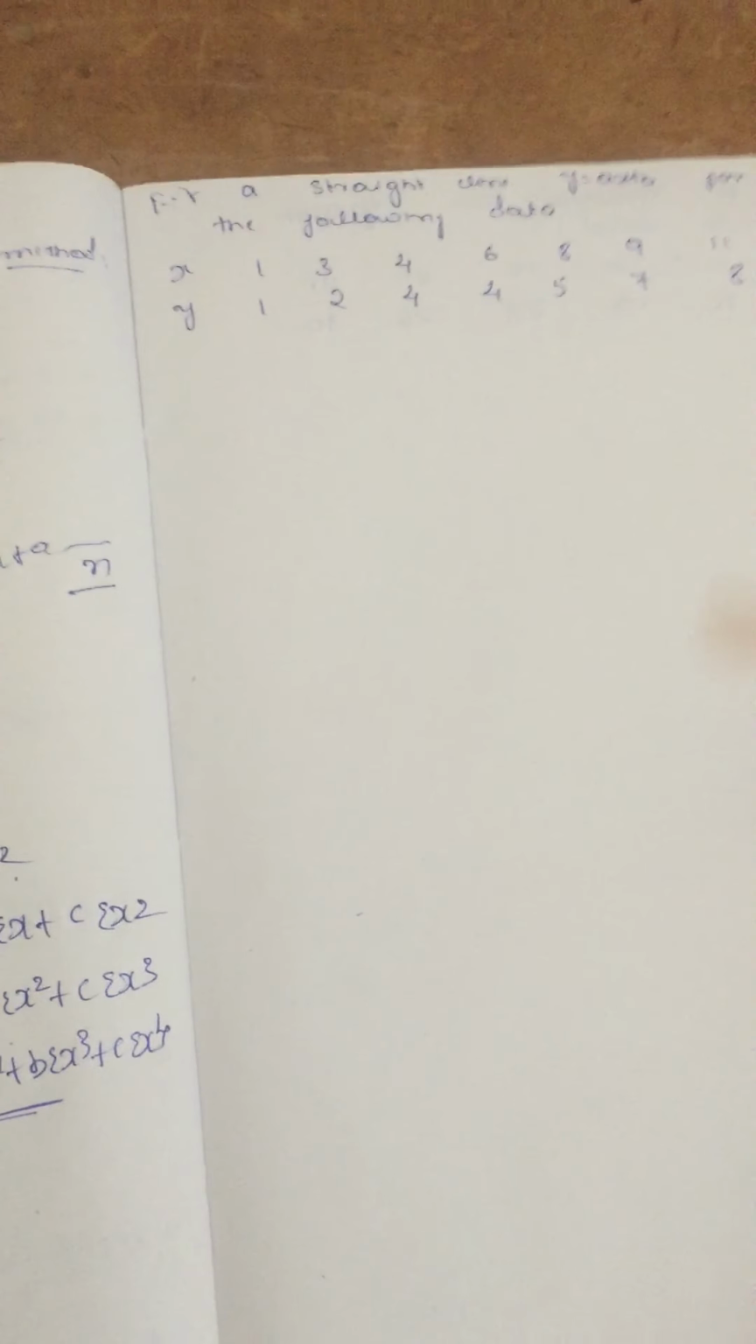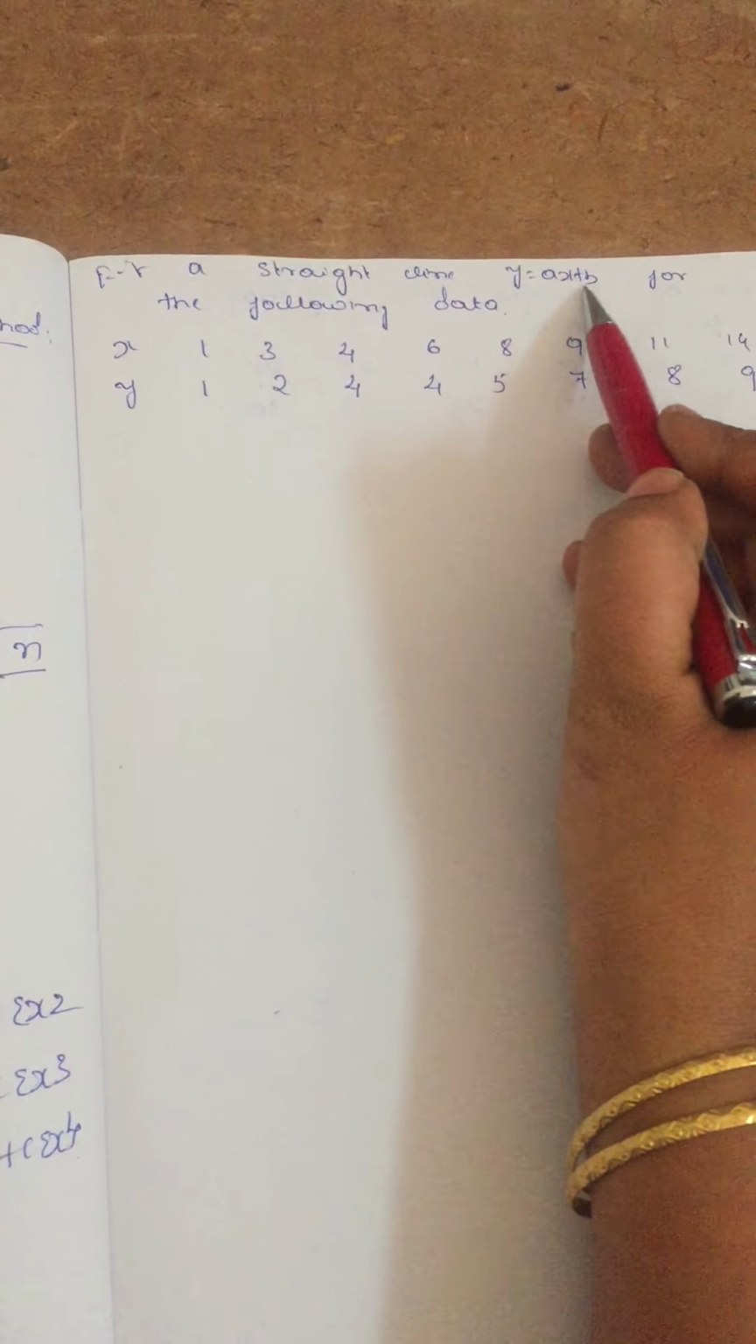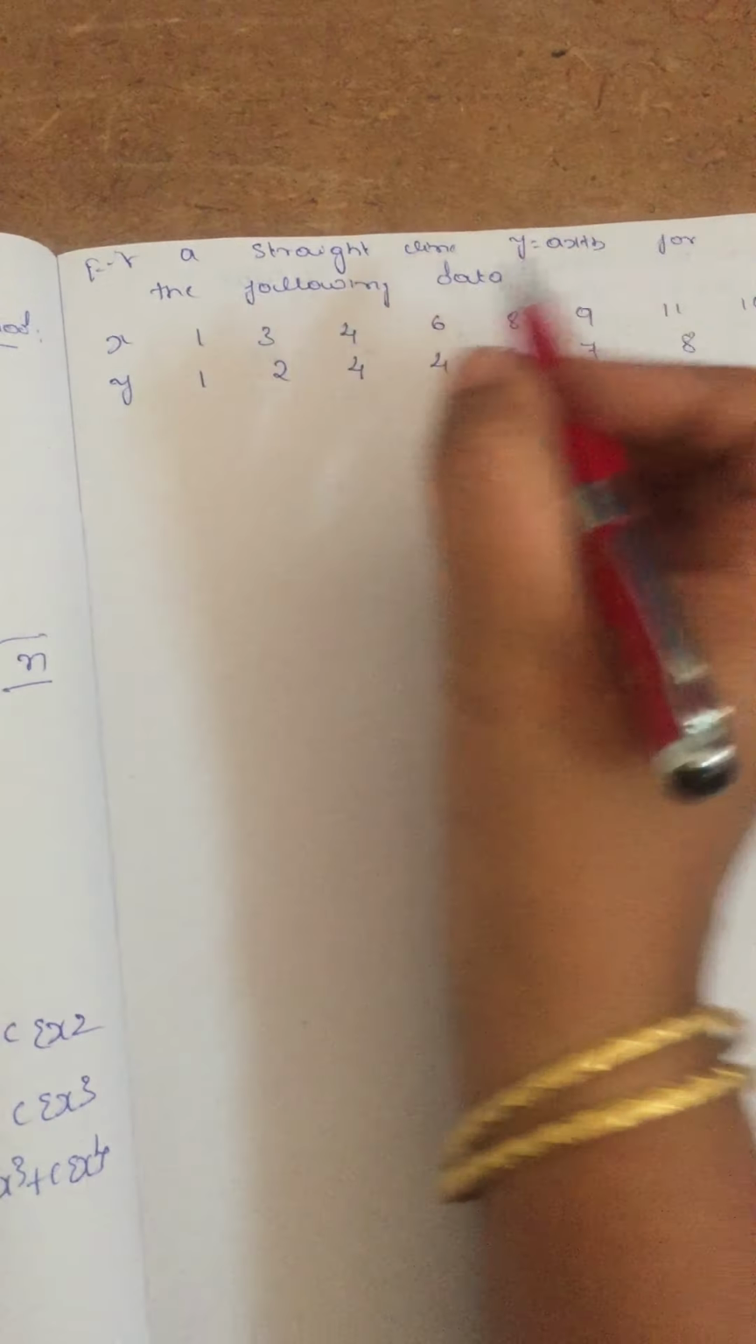First I discuss problems on the equation of a straight line in the form y is equal to ax plus b. First write the normal equations.